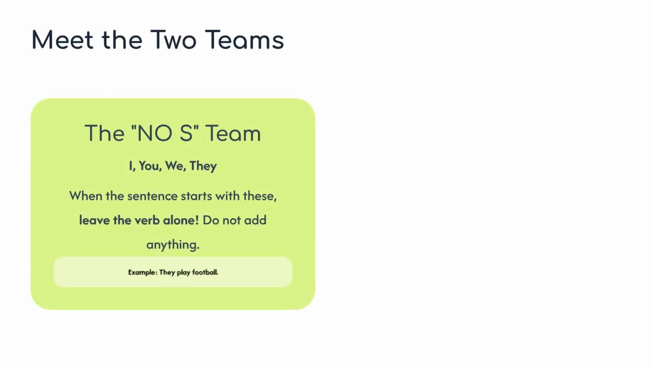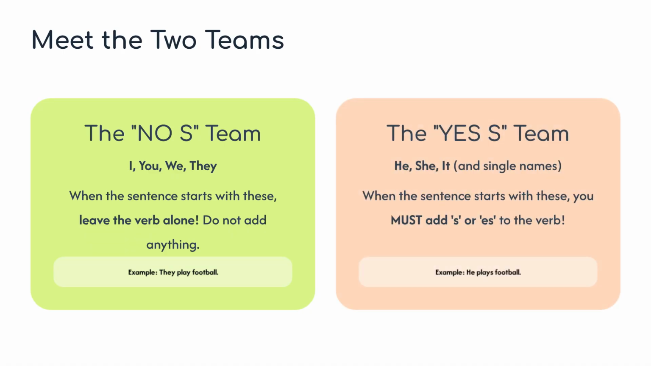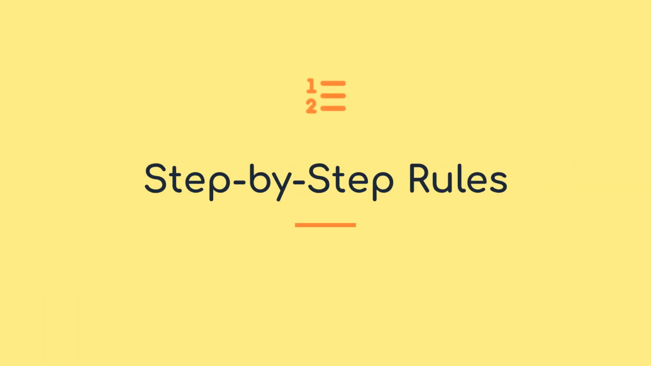We have two teams. The NO-S team consists of I, you, we, and they. With these, we leave the verb alone. The YES-S team includes he, she, it, and single names, which require adding S or ES to the verb. Now that we know the YES-S team requires an addition, how do we decide between S and ES?